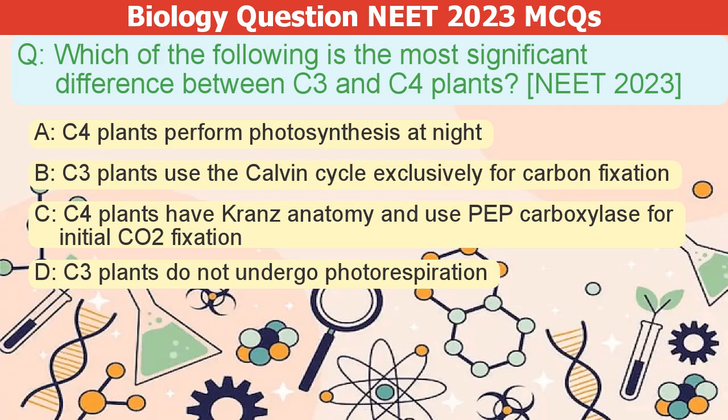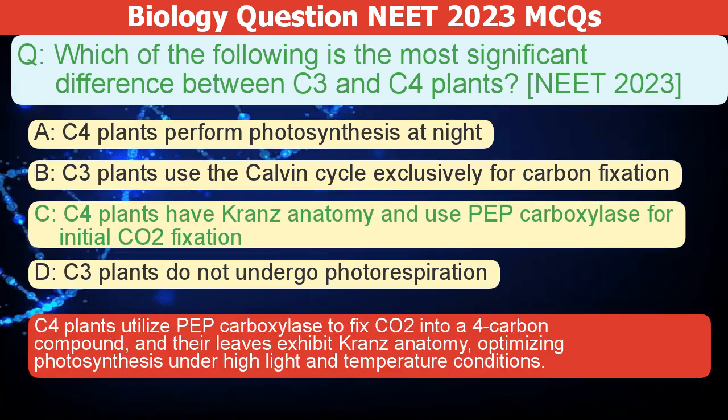Which of the following is the most significant difference between C3 and C4 plants? NEET 2023. A. Plants perform photosynthesis at night. B. Plants use the Calvin cycle exclusively for carbon fixation. C. Plants have Kranz anatomy and use PEP carboxylase for initial fixation. D. Plants do not undergo photorespiration. The correct answer is C. C4 plants utilize PEP carboxylase to fix CO2 into a 4-carbon compound, and their leaves exhibit Kranz anatomy, optimizing photosynthesis under high light and temperature conditions.